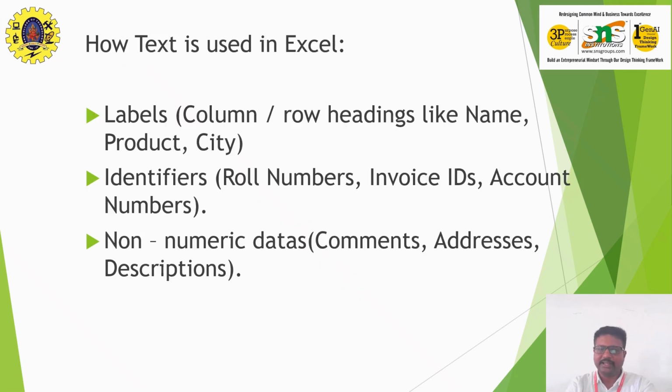So, how is text used in Excel? It is used as labels for your columns or row headings, like name, product, city, etc. It is also used as identifiers such as roll numbers, invoice IDs, account numbers, etc. And it is used as non-numeric data; comments, addresses, descriptions all come under this particular category.